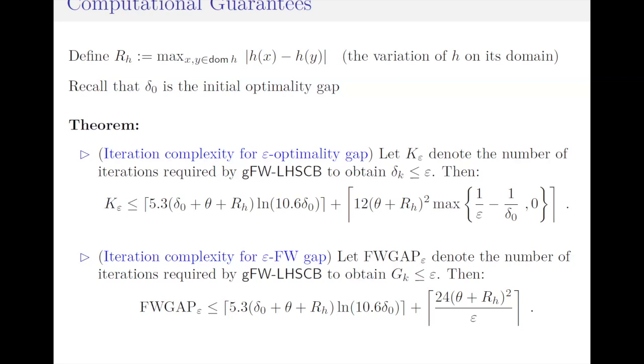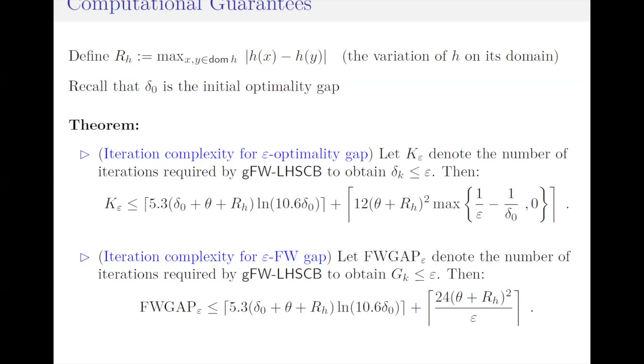One thing I should also mention is that this expression only involves 3 objects. It involves theta, which is the complexity parameter of the barrier. It involves the delta 0, which is the initial optimality gap, which makes sense because the higher the initial optimality gap, the longer the iteration needed to get an epsilon optimality gap. And it also depends on this RH, which is a variation function of h, and a lot of times it's just 0 if h is an indicator function.